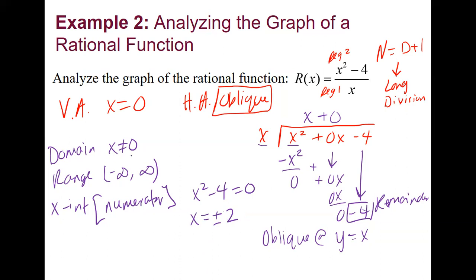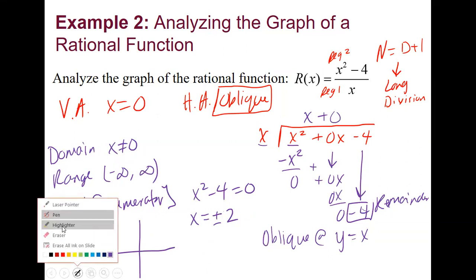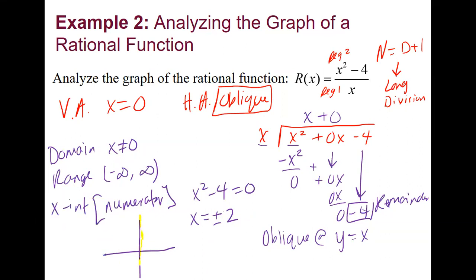So if x can't equal 0, can I have a y? No, still no y. There we go. That makes more sense. Let me draw my asymptotes again. Now, instead of a horizontal one, I have one along y equals x, which is the diagonal. That's my y equals x.